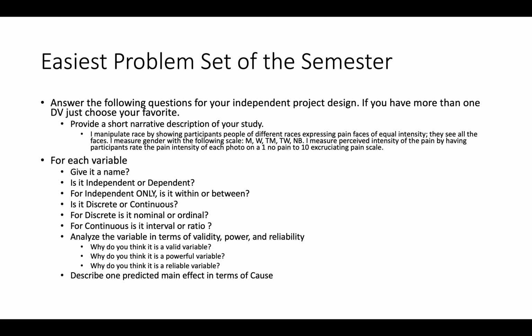All I want for you is just to tell me a little bit about your study so I can learn about it. You cannot mess this up unless you don't tell me what your 2 IVs and your 1 DV are and how you basically measured them, in a very, very short description. Then for each variable, I have 3 variables. I got to give it a name because I think that's good practice. So I have my race variable, I have my gender variable, and I have my perceived pain variable.